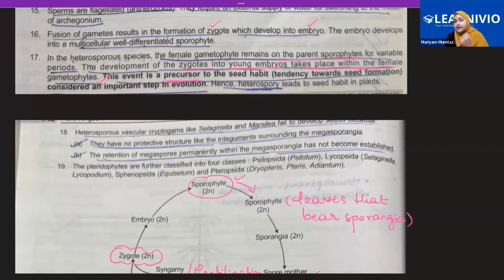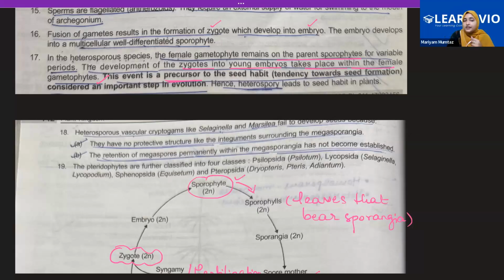So heterospory is going to lead it to the seed habit. So they are not producing seeds, but they're showing the signs that when they evolve, the next kind of organisms are going to produce seeds. And this is a very important key event as far as the seed habit or evolution of the plant is concerned.